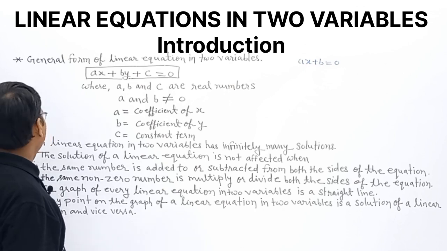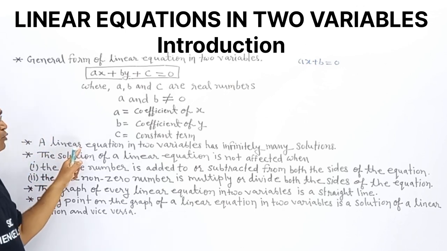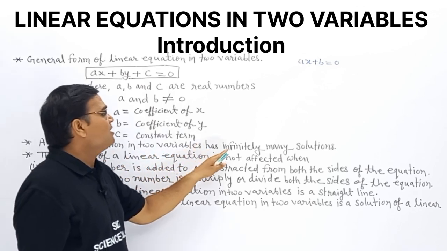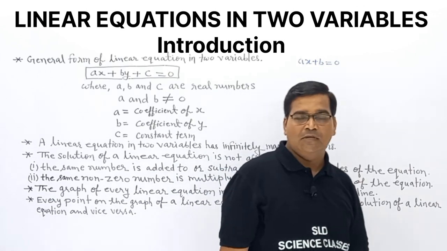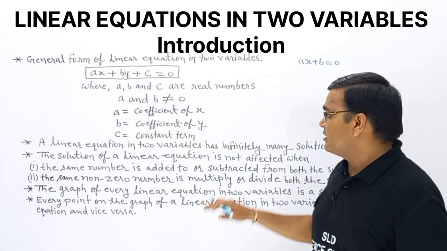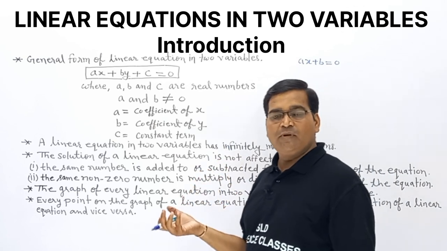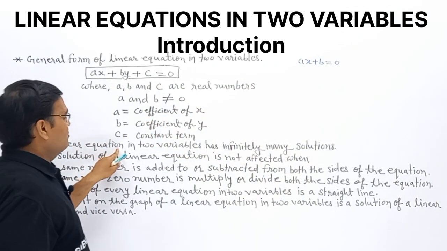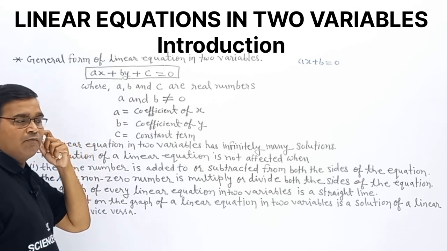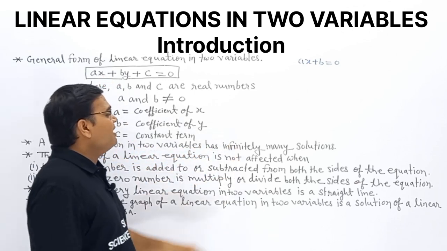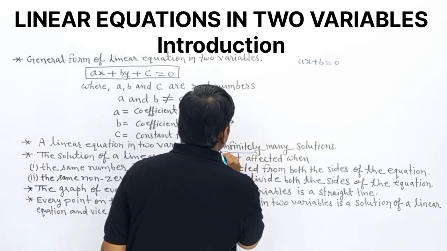Clear? Now, some points we should memorize for linear equations in two variables. A linear equation in two variables has infinitely many solutions. This is the standard one. We will prove it in the questions of the exercise. A linear equation in two variables has what? Infinitely many solutions.